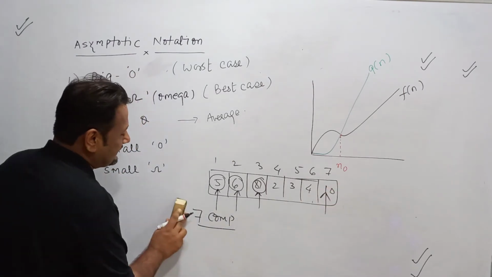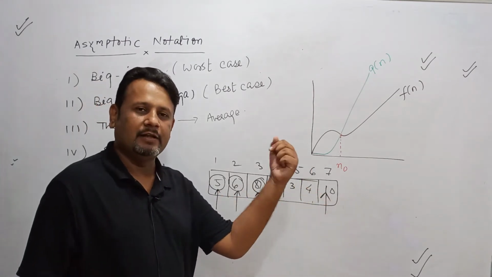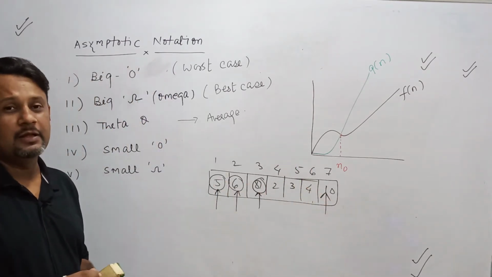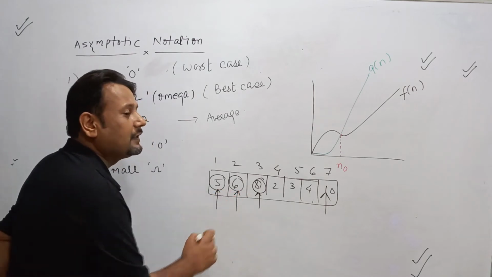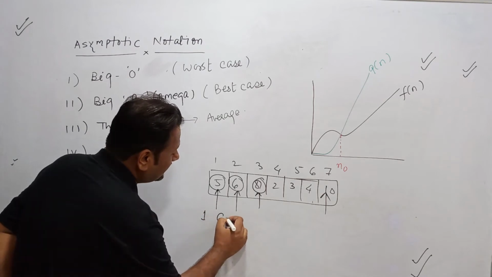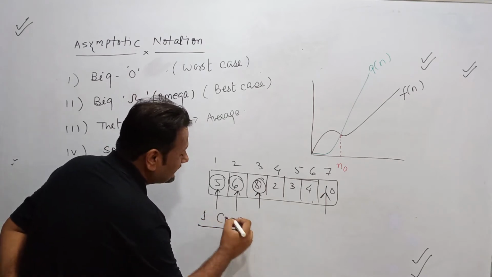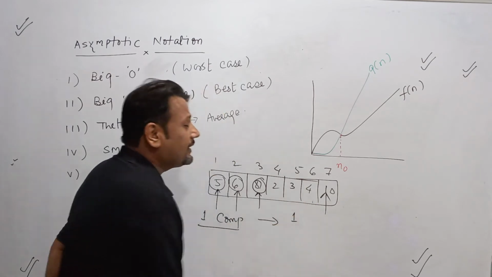Now think in reverse: best case. Best case is, I have an array of, let's say, 7 elements, and I'm looking for one element. If my luck is very high, I will get that element in the very first attempt. How many comparisons do I require in this case? One comparison. So I can write that in the best case, only one comparison is required.